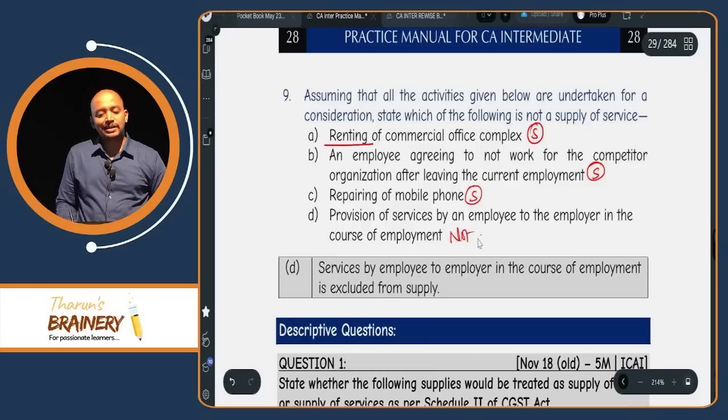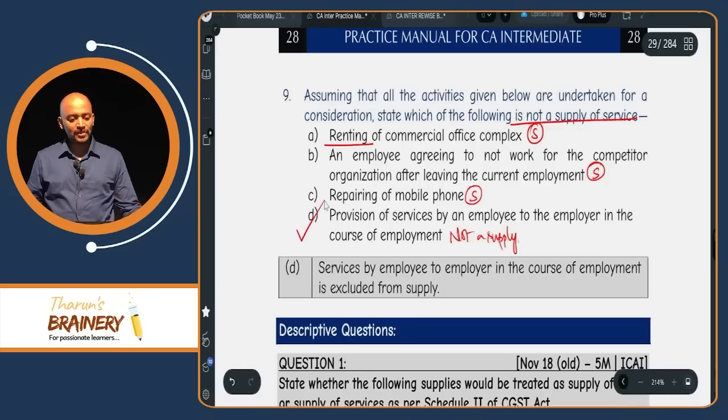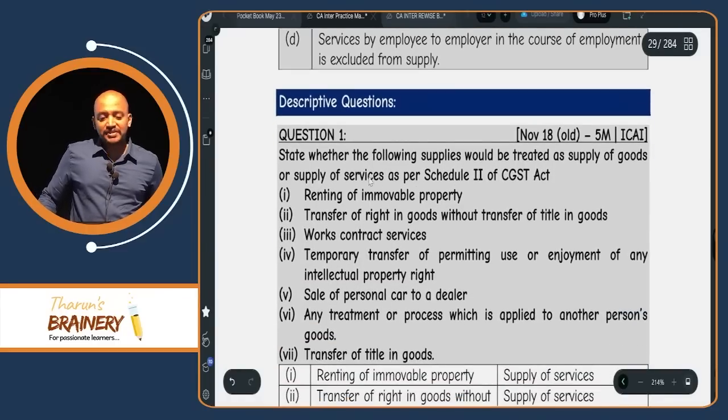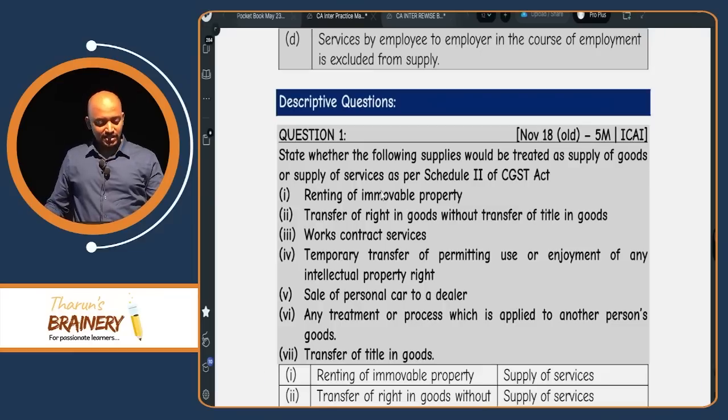Provision of services by an employee to employer in the course of employment. Not a supply. Correct? So the question is what? State which of the following is not a supply of service. Option D. So we'll take a break and thereafter we will see the descriptive questions. Okay. So we'll meet at 4:10 pm.